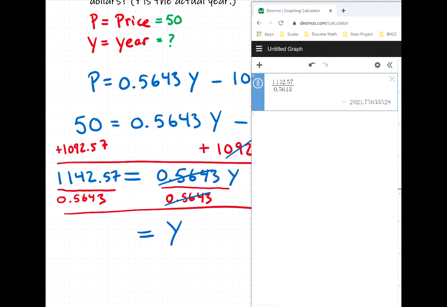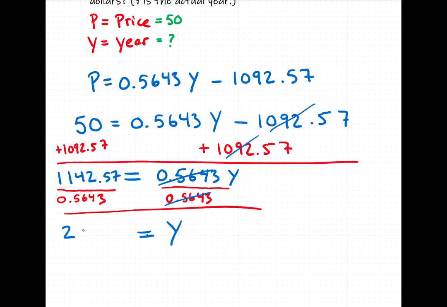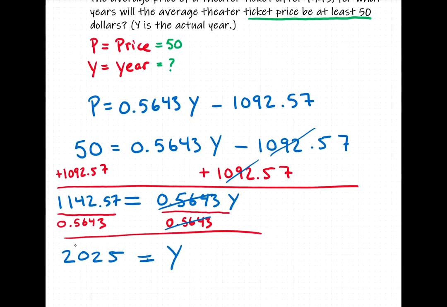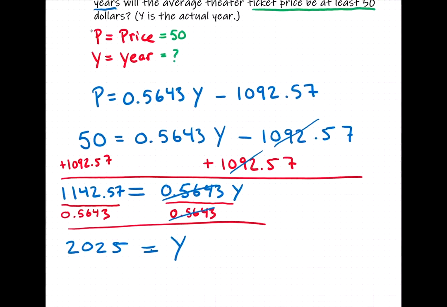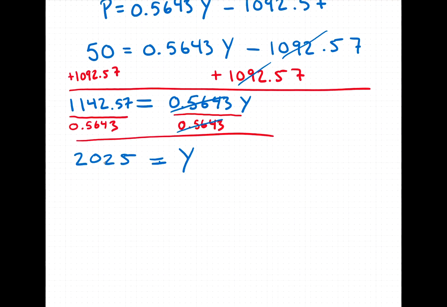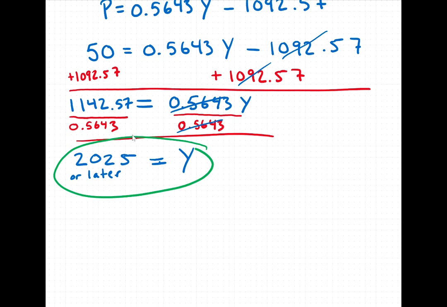All right, so back to our equation. 2025, the year. Or since the price is going up every year, and the problem says not for what specific year, but for what years. So right here, for what years, plural. So the year 2025 or after. So any year, 2025 or later, the price will be at least $50. All right, that does it for number 6.